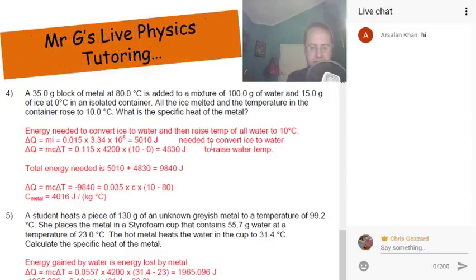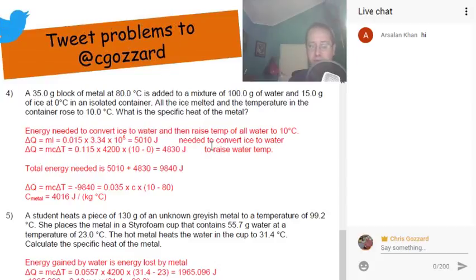Now that 15 grams of ice, we now need to add to the total mass of the water. So we've got 15 grams of water. We've also converted 15 grams of ice into water.